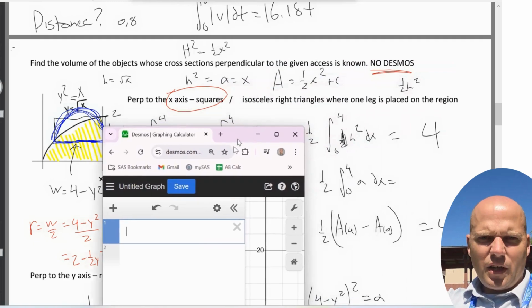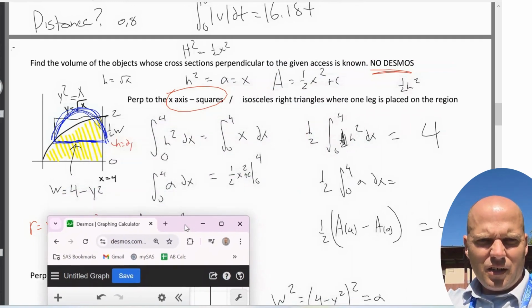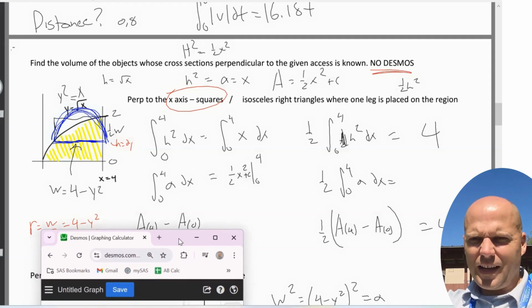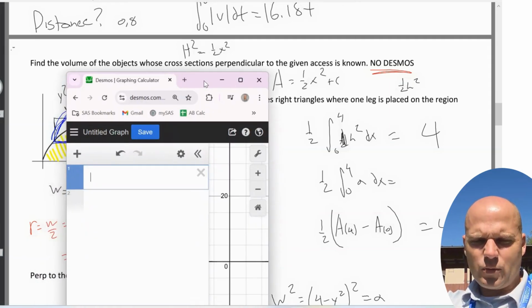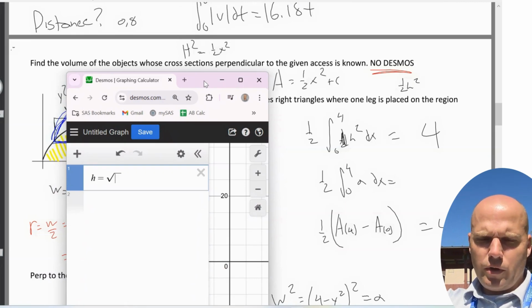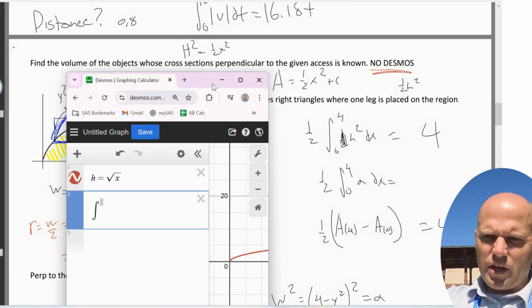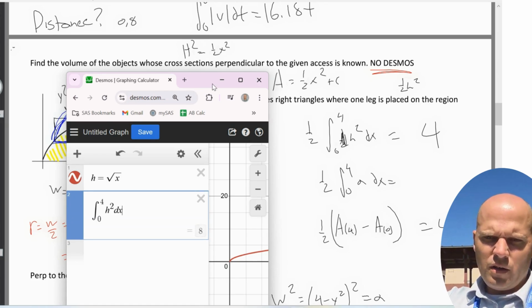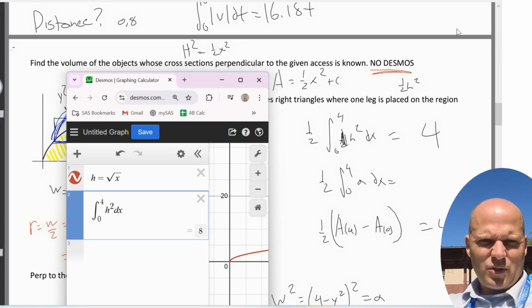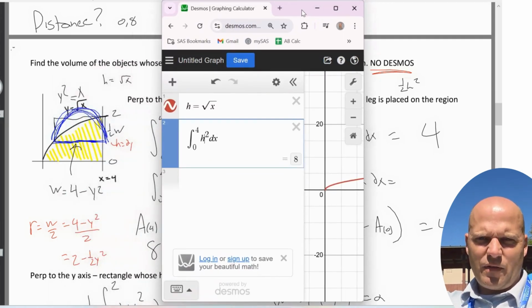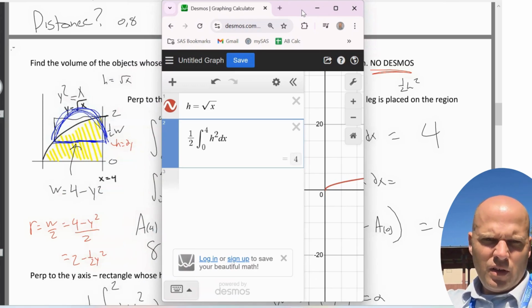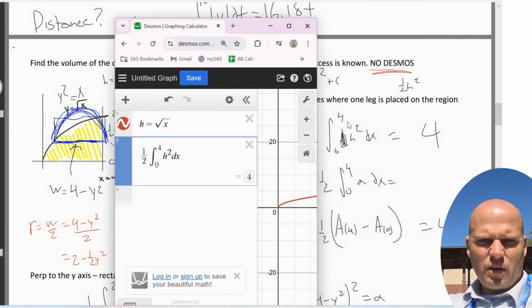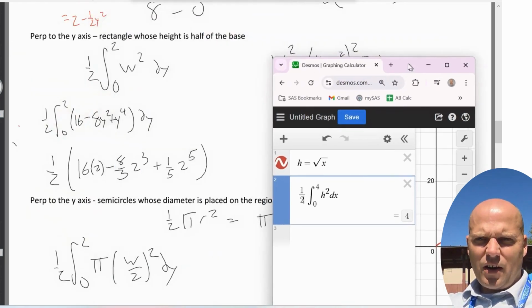All right, first question. Heights are square root of x. I wanted to integrate from 0 to 4 my height squared. And I got 8. Okay, I got that as well. And then if I put a 1/2 in front of it, obviously I have 4. So the first two questions are correct: 8 and 4.